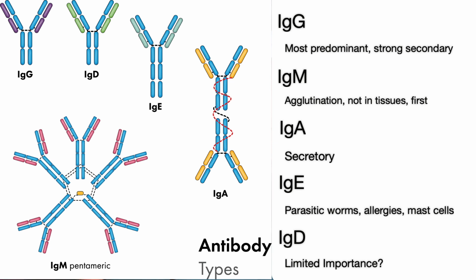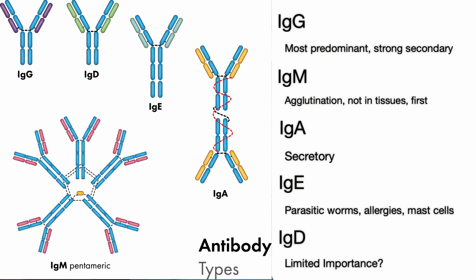IgE, for both IgE and IgD, their importance in an immune response is greatly diminished compared to the first three. And so IgE is primarily going to be more elevated when there are parasitic worm infections. It's also been linked to allergies, and it is an antibody that mast cells use when they're releasing histamine, and that's that allergy connection. But very small concentrations.